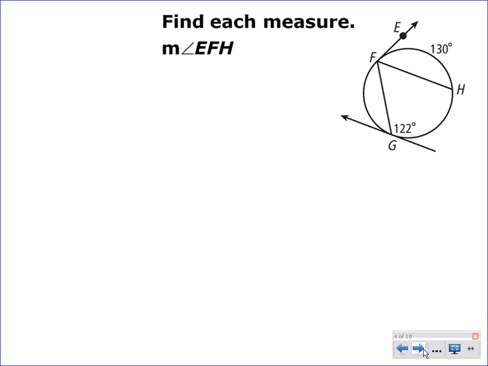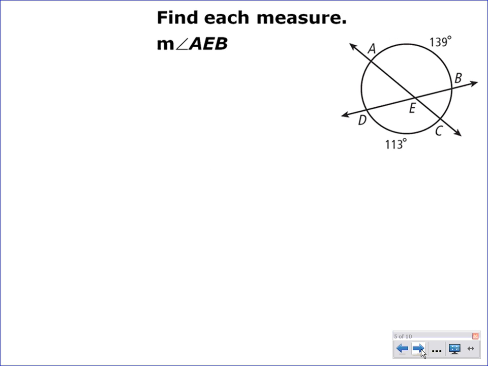So the first one, find each measure. We want the measure of angle EFH. Since EFH is inscribed, it's going to be half of the intercepted arc. So the measure of angle EFH is 1/2 of 130, or 65 degrees. Easy peasy, lemon squeezy.